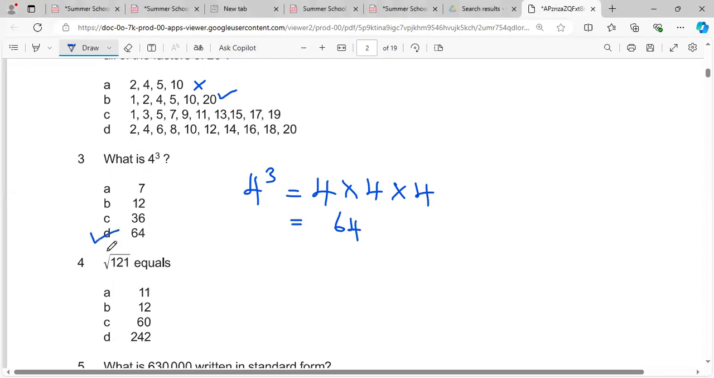Number 4 says, what's the square root of 121? And of course, that would be 11. Good job, guys. Good job. You guys got this one.